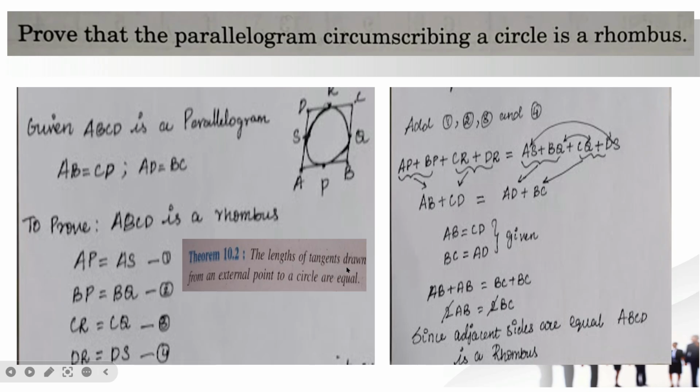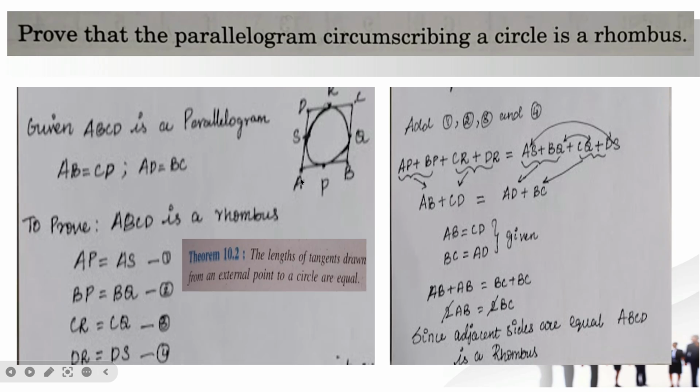The lengths of the tangents drawn from an external point to a circle are equal. For this circle, what are the external points we have? A is an external point, B is an external point. External means it is not on the circle. You shouldn't take P, Q, R, S. The external points are A, B, C, D. The tangents drawn, like AP and AS, are equal in length, they are saying.